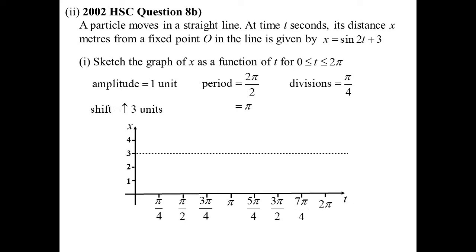Okay, sine curve. Normally we would start a sine curve at the origin, but this has been shifted up. So it's going to start at 3. What does a sine curve then do? It then goes up and down and up and down and up and down. And so there is our graph. x equals sine 2t plus 3.